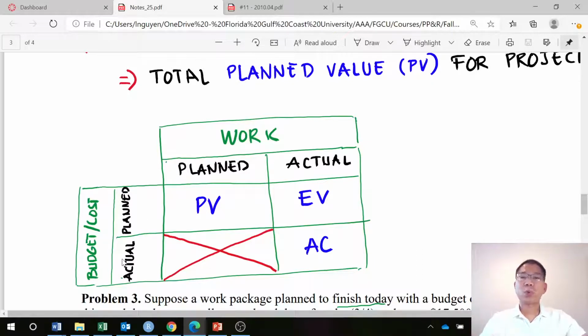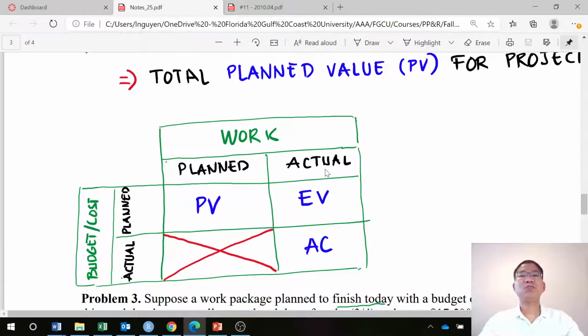If the work is planned and the budget is also planned, then that is the plan value, PV. If the budget is planned and the work is actual, then it is called earned value. So the earned value is measured by the actual work that we accomplish compared to the planned budget that we achieve.